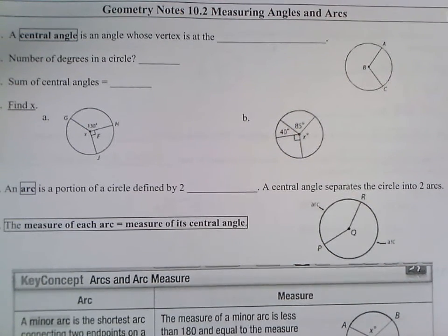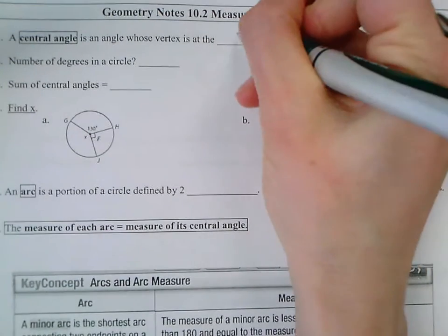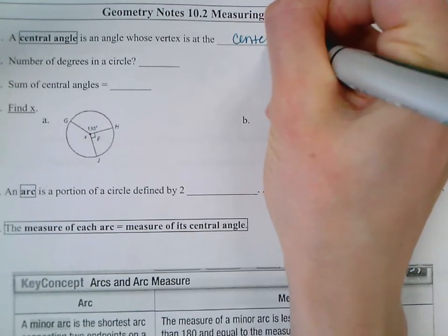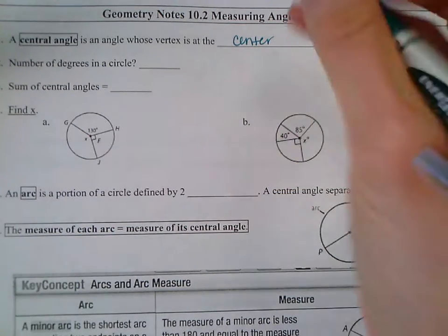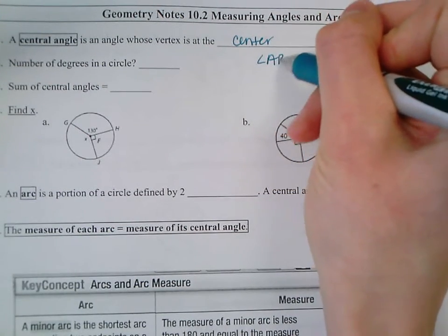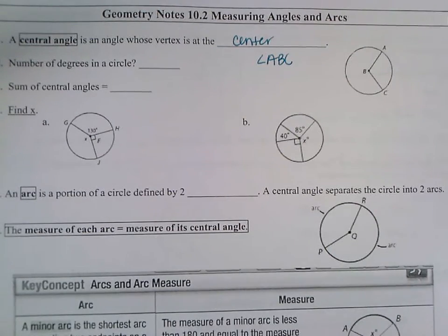So a central angle of a circle is an angle that has a vertex at the center. That definition should make sense. Central angle, vertex is at the center. So in this diagram here, actually angle ABC could either be this angle or this angle, but I'm just going to write angle ABC. That would be the central angle that's drawn on there.